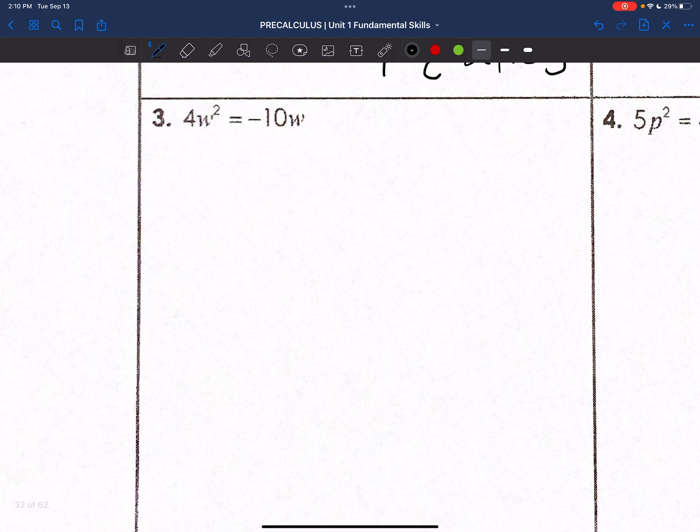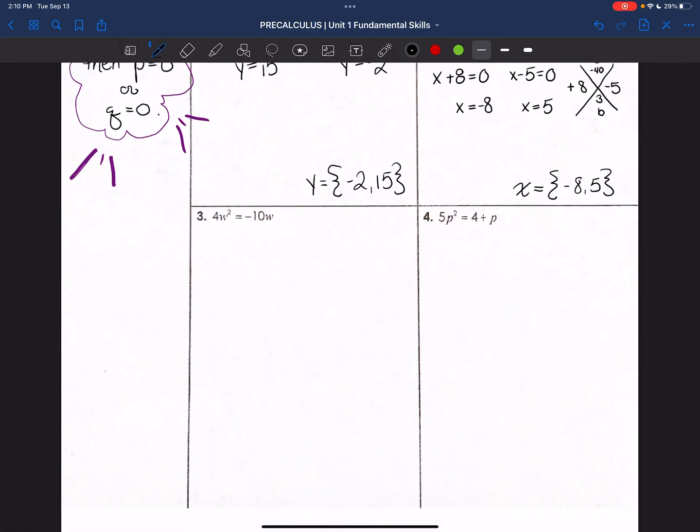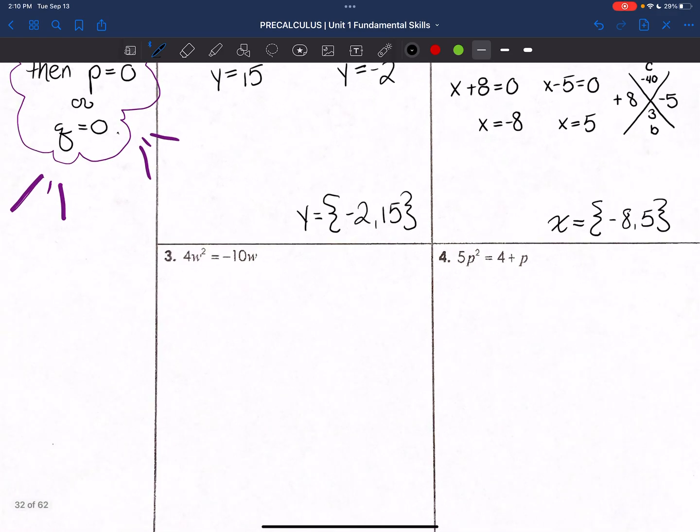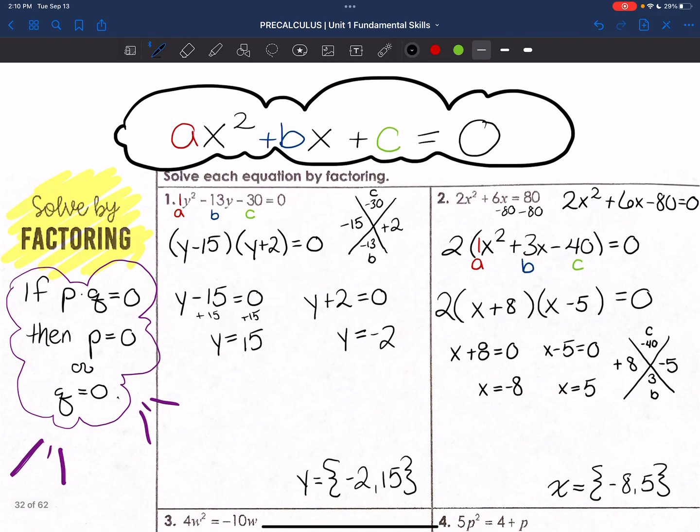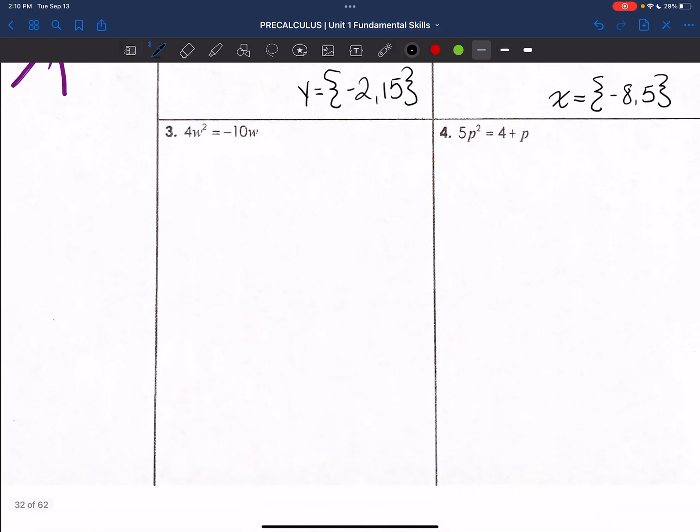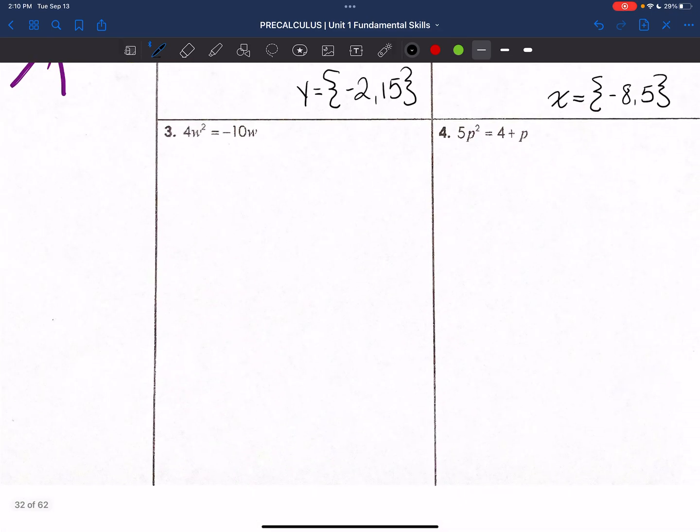Let's take a look at the following. Example number 3. All right, example number 3. Let's go ahead and first of all, make sure that it's rewritten so that it is set equal to 0. When I rewrite that, that means I'm going to have to add 10w on each side. So my new equation is going to be 4w squared plus 10w equals 0.